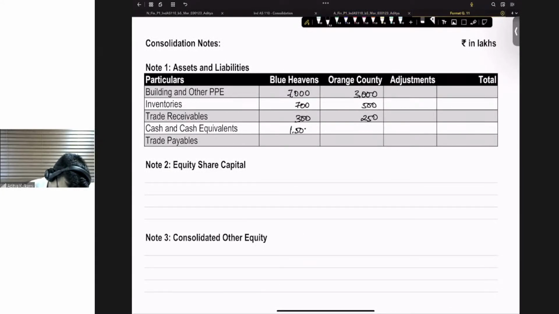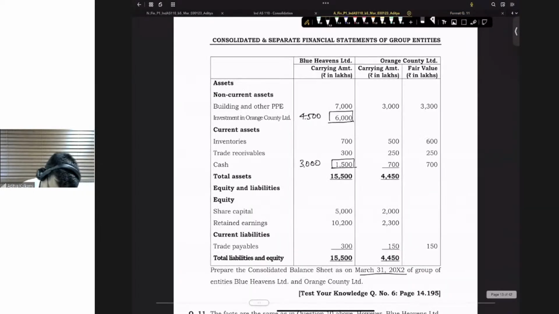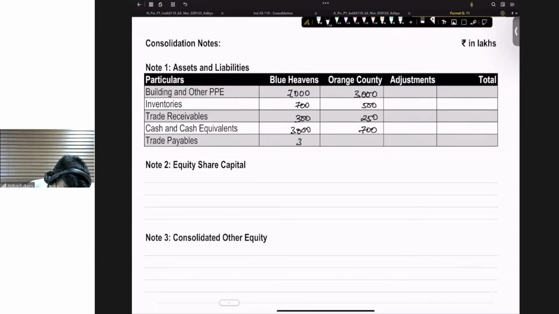Not 1,500, sorry, 3,000. 3,000 and 700. And then we are having trade payables 300 and 150. So just copy the assets and liabilities as it is. Do not make any adjustments at this stage.